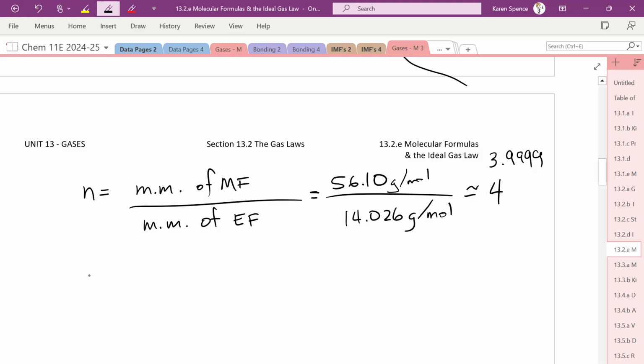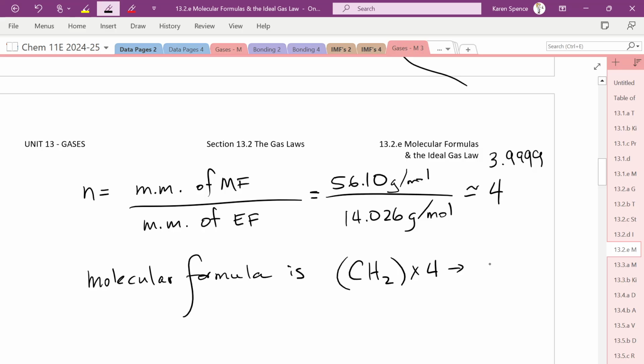So now our molecular formula is CH2 times 4, which is going to be C4H8. Hooray! What a relief. It was really long, right?